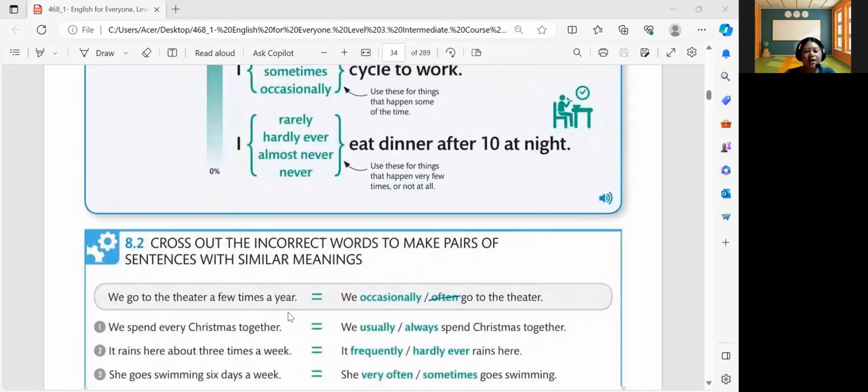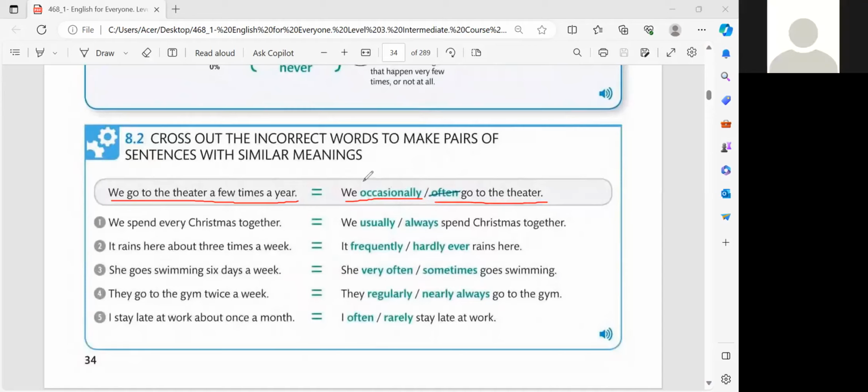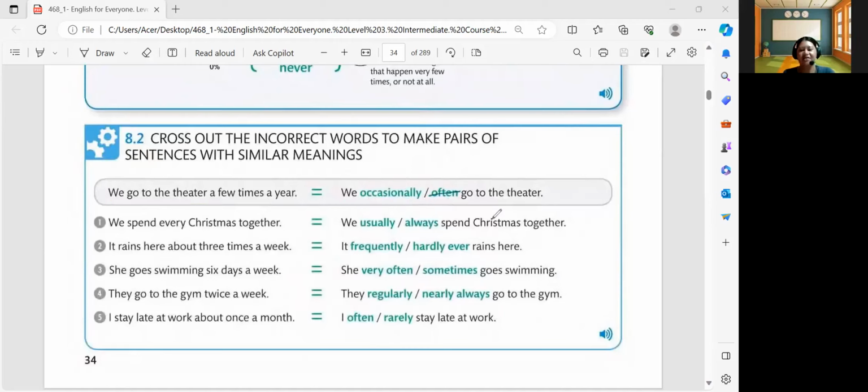Now let's start here. We have 8.2. So this is how you're going to do it. You're going to cross out the incorrect words to make pairs of sentences with similar meanings. Just like the example, we have the sentence, we go to the theater a few times a year. So the answer is that we occasionally go to the theater. We occasionally, exactly, okay. That's correct.